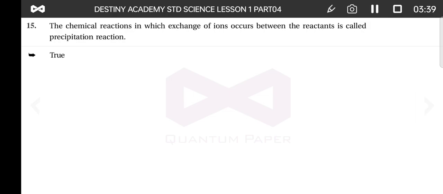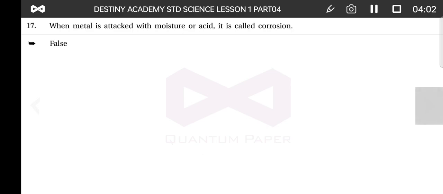The chemical reaction in which the exchange of ion occurs between the reactants is called precipitation reaction. This is true. If a substance loses oxygen during chemical reaction, so it is said to be reduced. So this is true. When a metal is attacked with moisture or acid, it is called corrosion. That is false.